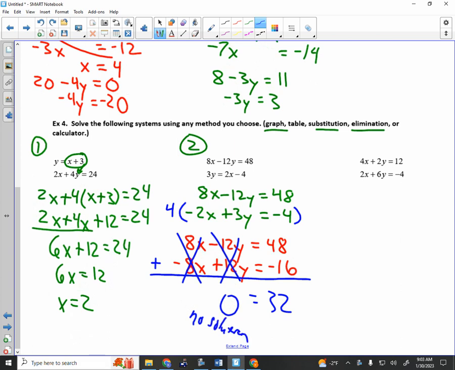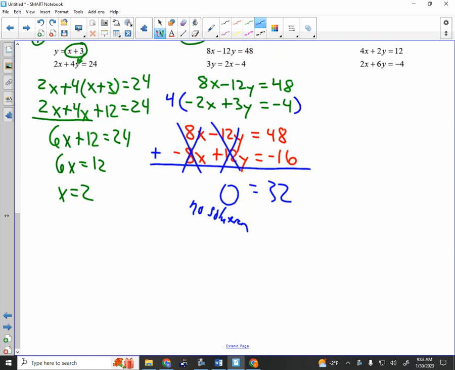And the last one, obviously, substitution or elimination. Yeah, elimination works out pretty well there. Max, you want to make your x's or y's go away? He wants to make the y's go away, so we're going to multiply this top one by negative 3. We get negative 12x minus 6y equals negative 36. And we get positive 2x plus 6y is negative 4.